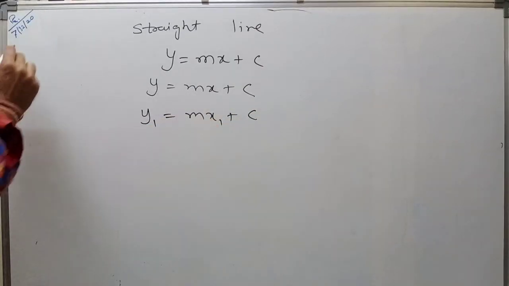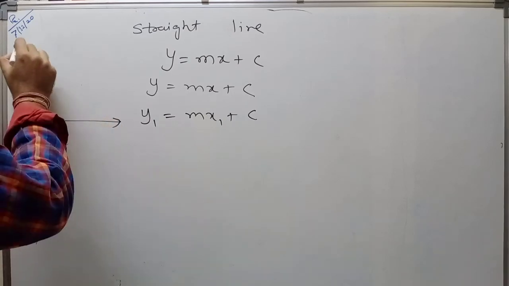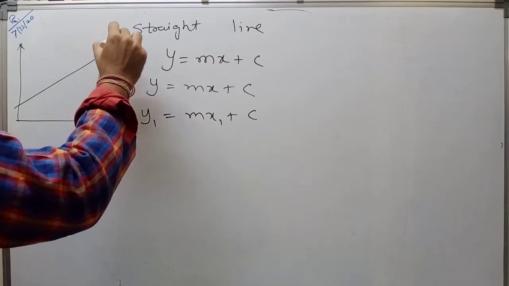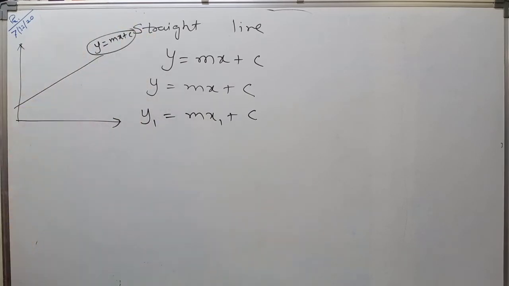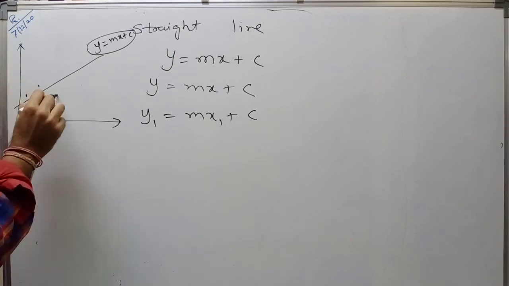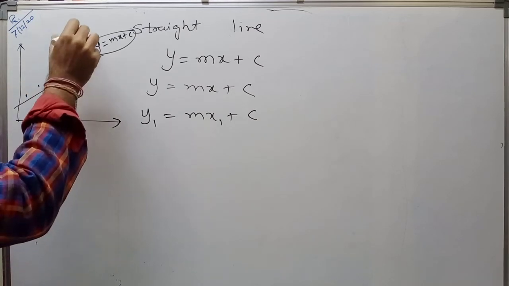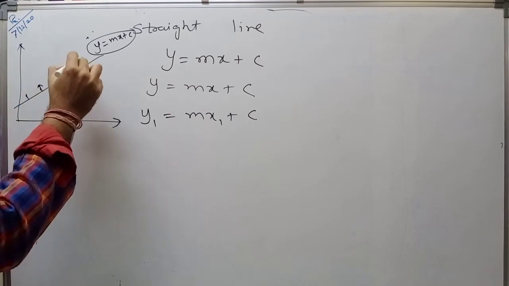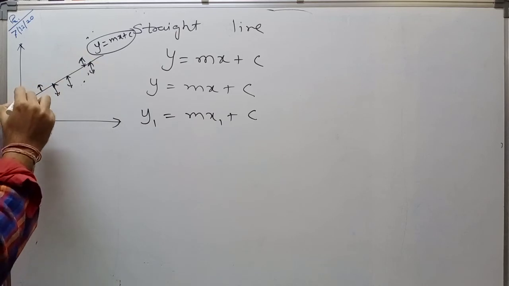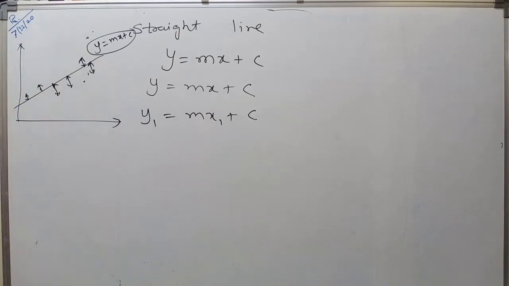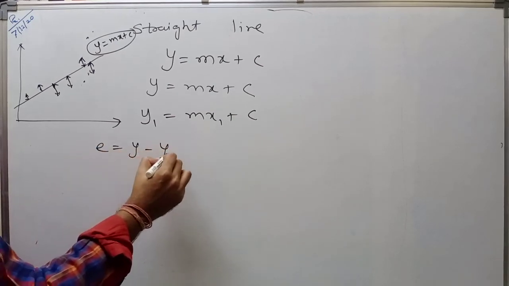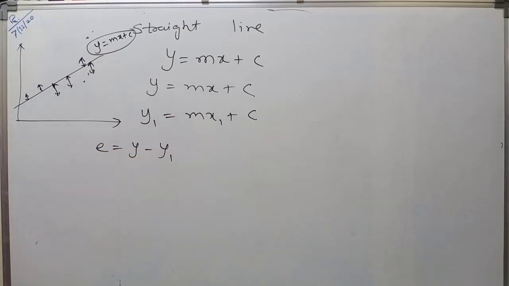One will be the equation of the line, that is the theoretical value, and the other will be the staggered values presented here. So we will try to find the square of the difference from the different values. So what is the error? For example, this error is equal to y minus y1. So error will be equal to y minus y1.